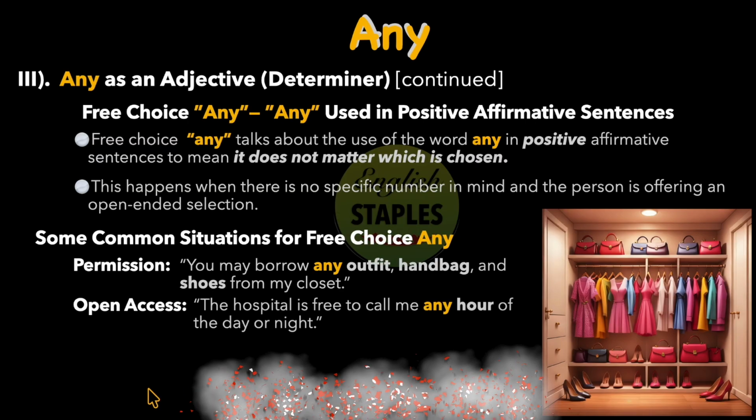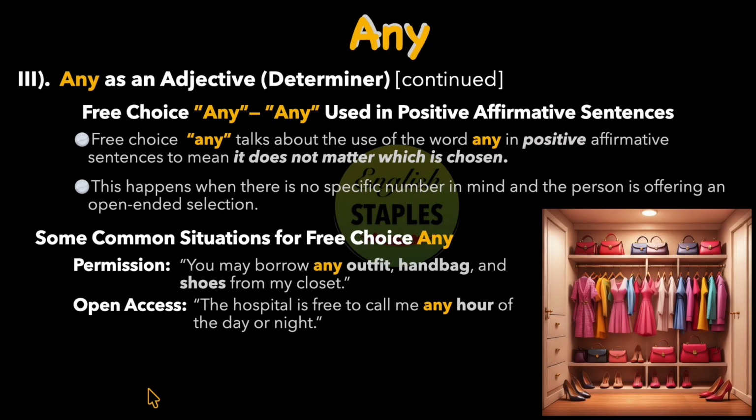Open access. For example, the hospital is free to call me any hour of the day or night. Any hour. You can say we're still using any plus nouns here. Any is acting like an adjective and it's describing hour. Any hour. Any outfit. Outfit here is a noun. Outfit, handbag, shoes are all nouns, and any is describing each.